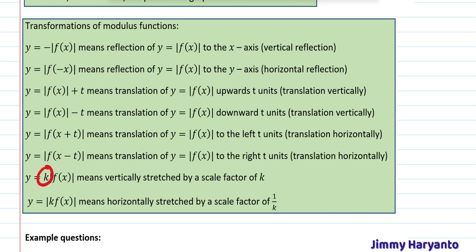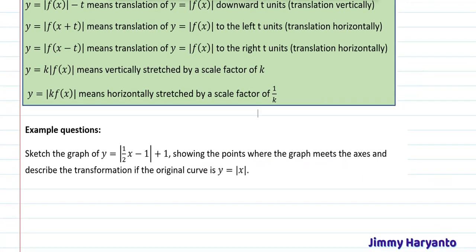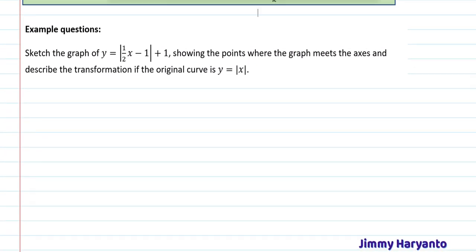If you have k in front of the modulus function, that means vertically stretched by scale factor of k. If you have k in front of the x inside the modulus function, it will be horizontally stretched by the scale factor of 1 over k. I will show this later in the example questions. Okay, we have example questions like this.